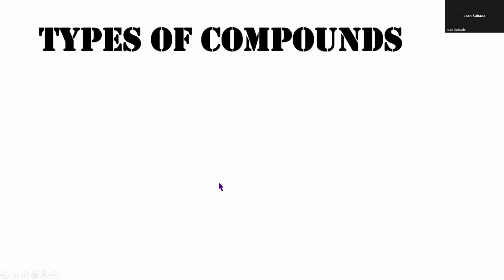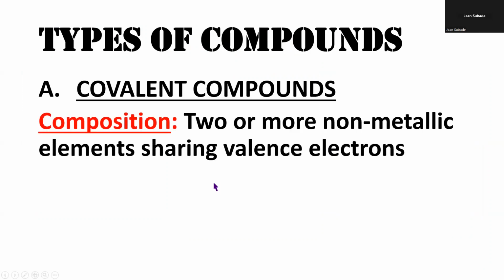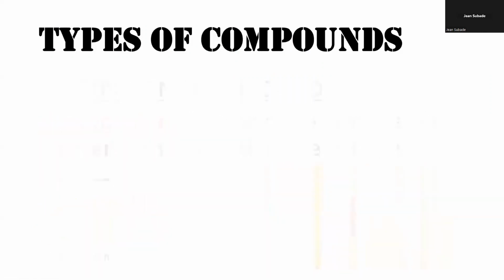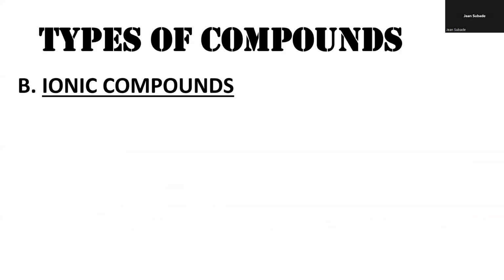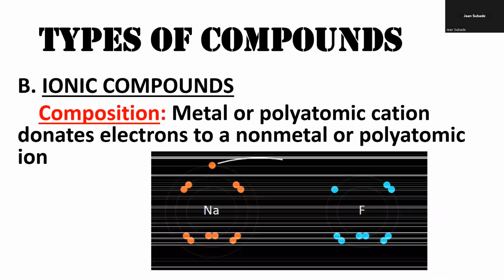Remember that we have two types of compounds. Number one is the covalent compounds. Based on their composition, there are two or more non-metallic elements sharing valence electrons. Like what you see here, they are just sharing their valence electrons. While the ionic compounds are composed of a metal or polyatomic cation that donates electrons to a non-metal or polyatomic ion, like what we discussed before this.